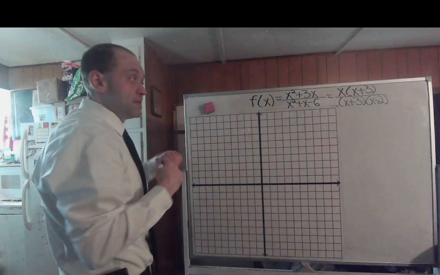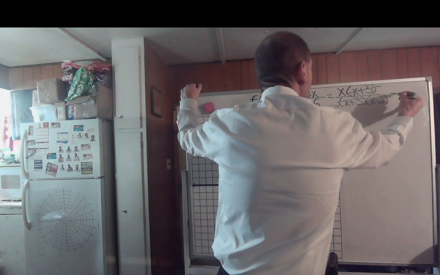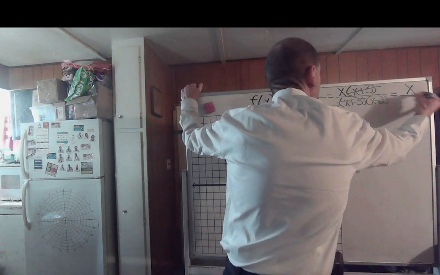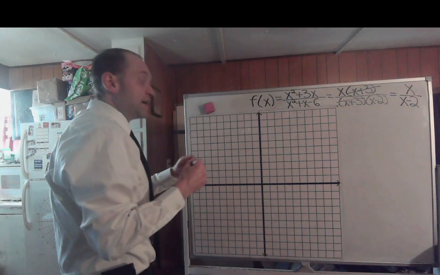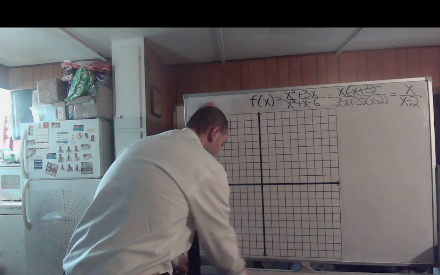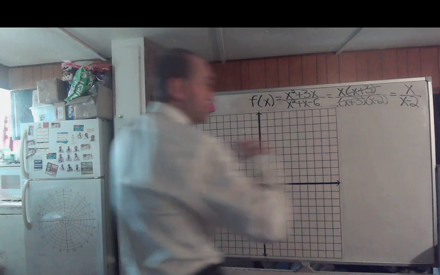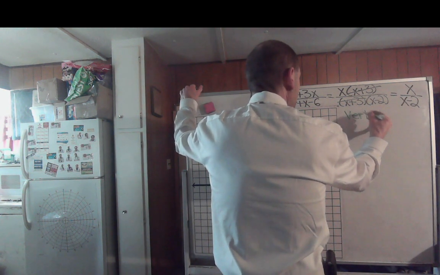Well, what do you notice? Of course your x plus 3's cancel out. You're left with simply x over x minus 2. Which is fine. So for sure you're definitely going to have a full-fledged vertical asymptote at x equals 2, right?